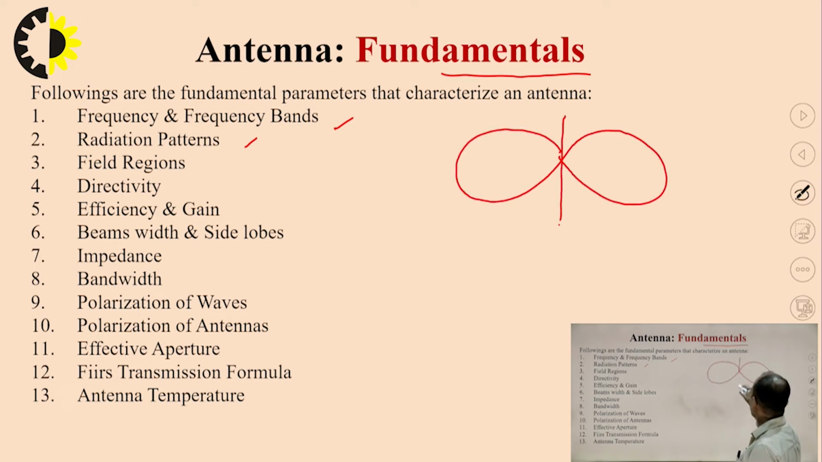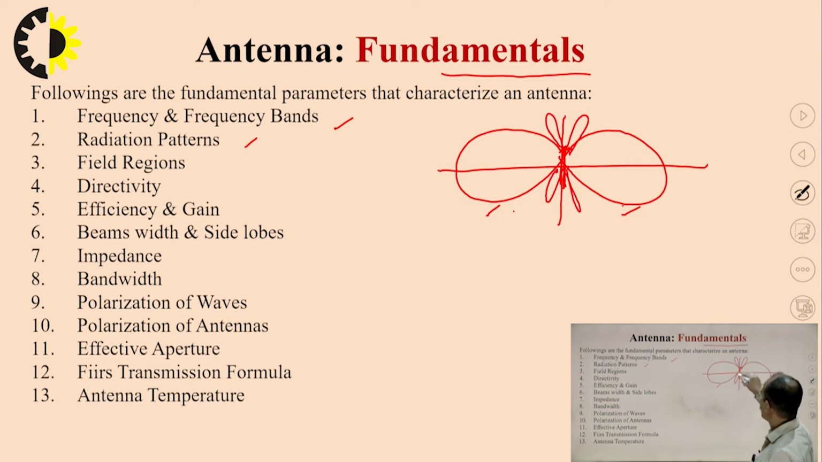If you are placing a dipole antenna in this position and you are getting the radiation pattern, then in this direction, perpendicular to the placement of the antenna, you are getting the maximum radiation. So this is the radiation pattern of an antenna. Similarly, there are the field region, the directivity, the efficiency and the gain, beam width, and side lobes. These are the main lobes, and if we have other lobes, those are side lobes.